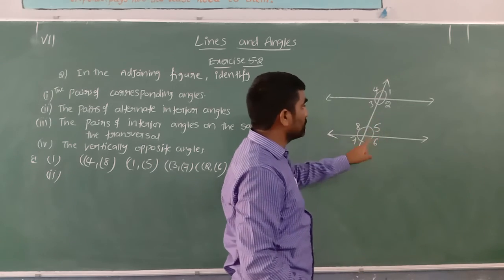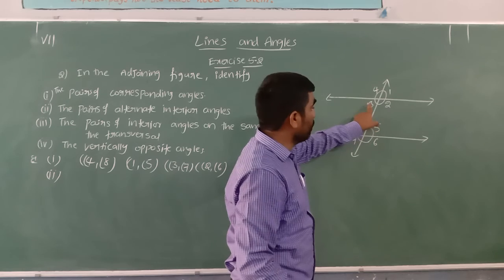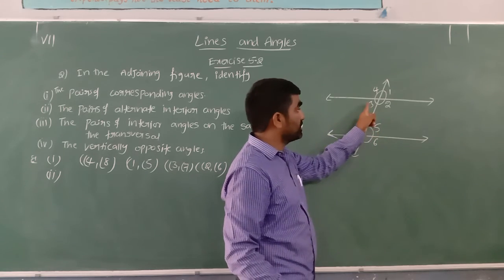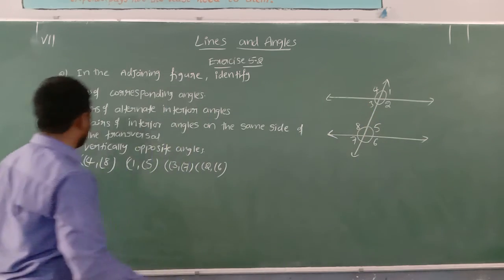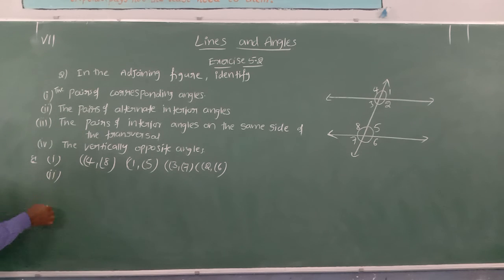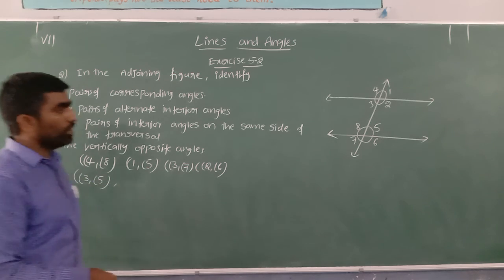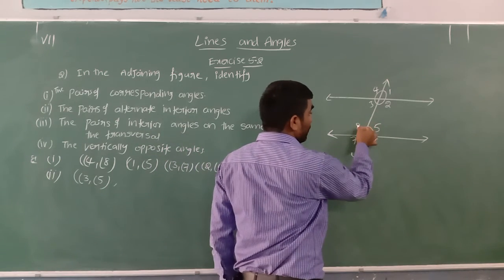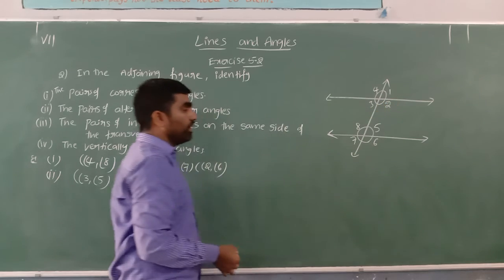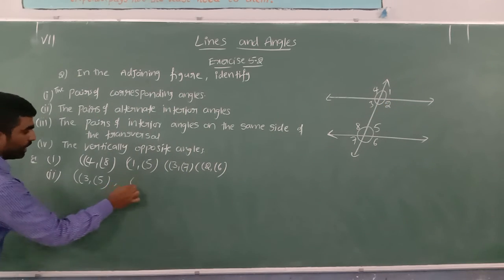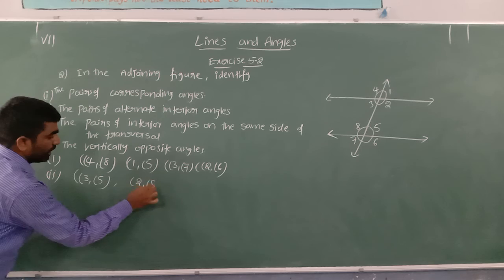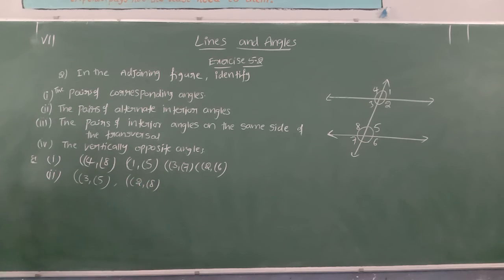3 and 5 are both interior and on different sides. They are not adjacent. So 3 comma 5 are called alternate interior angles. Angle 3, angle 5 are alternate interior angles. Similarly, angle 2 and angle 8 are also both interior alternate angles. Angle 2, angle 8 are alternate interior angles.